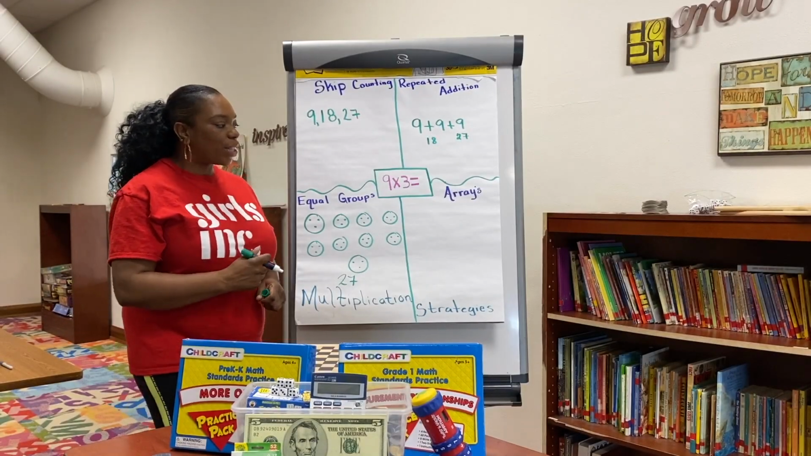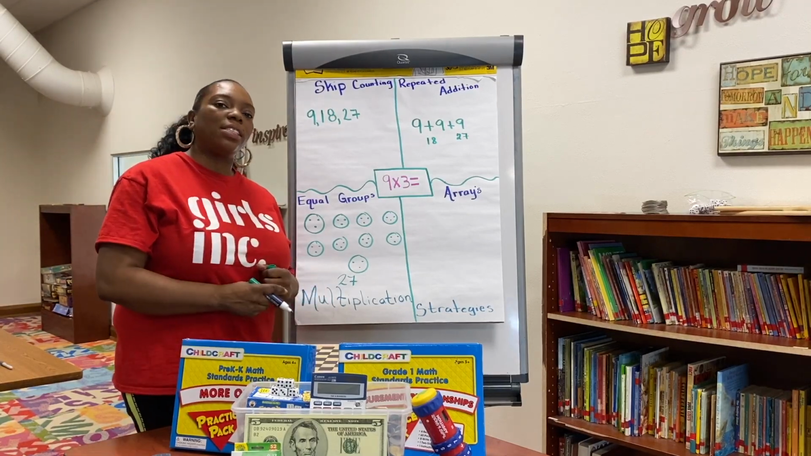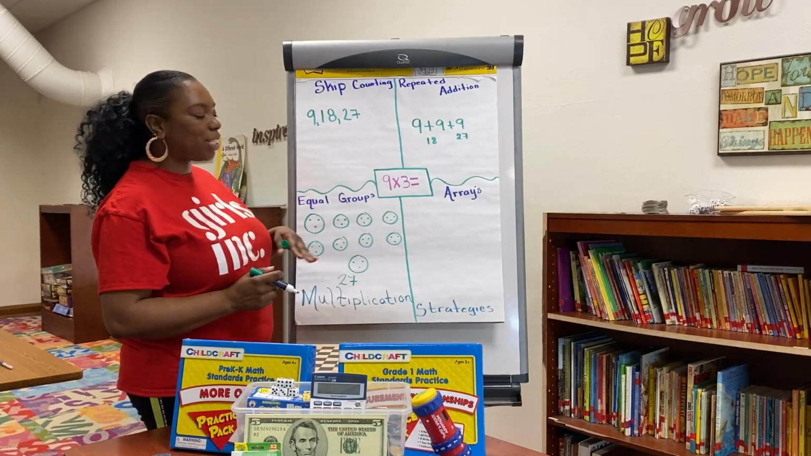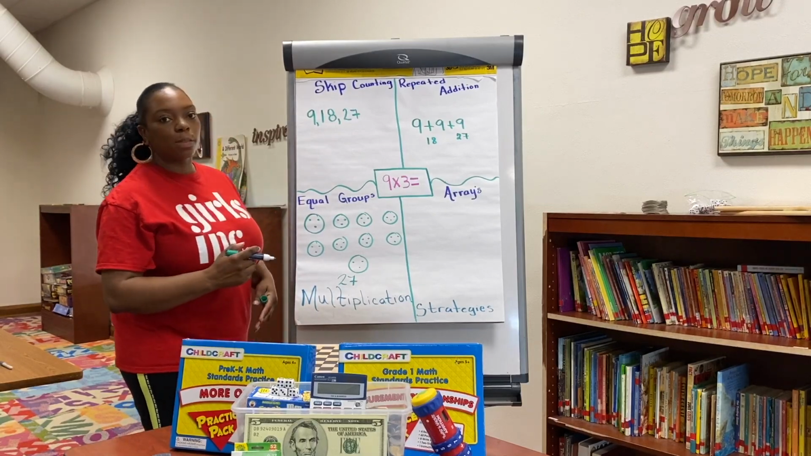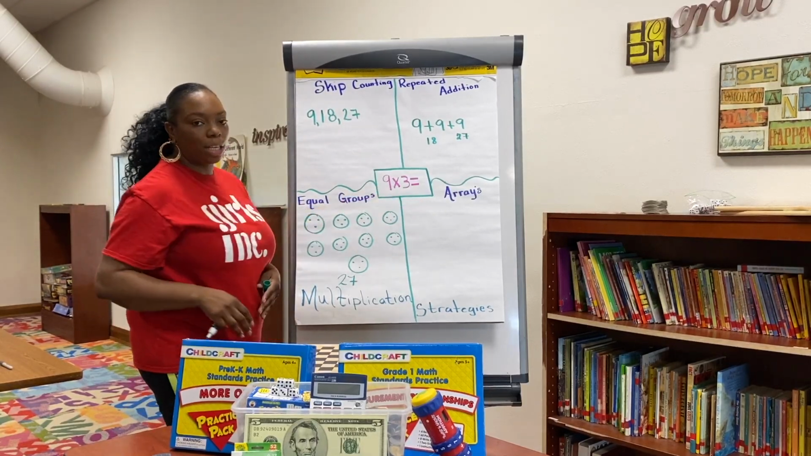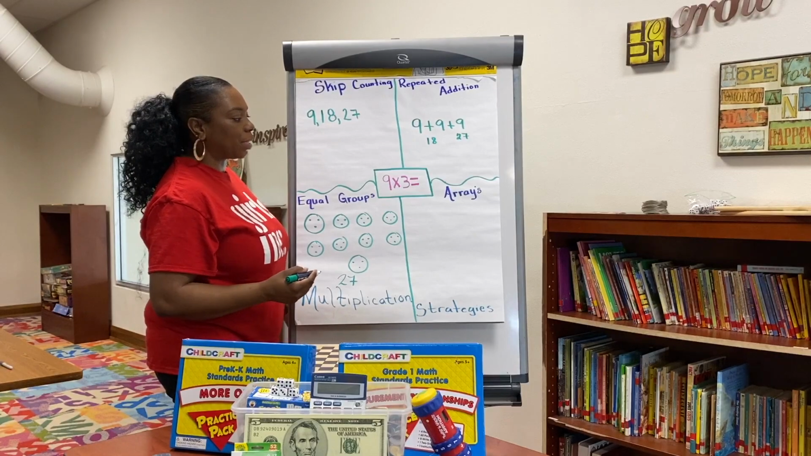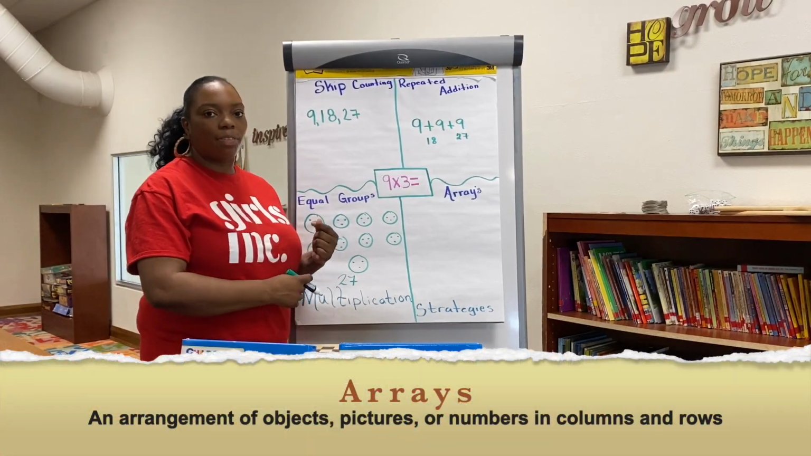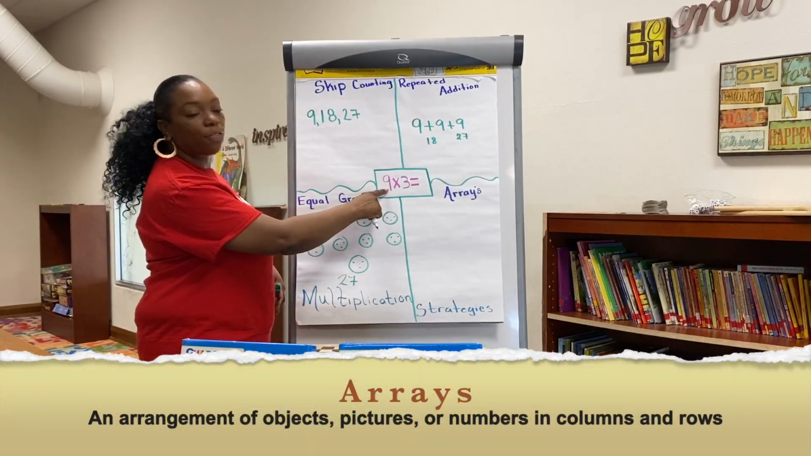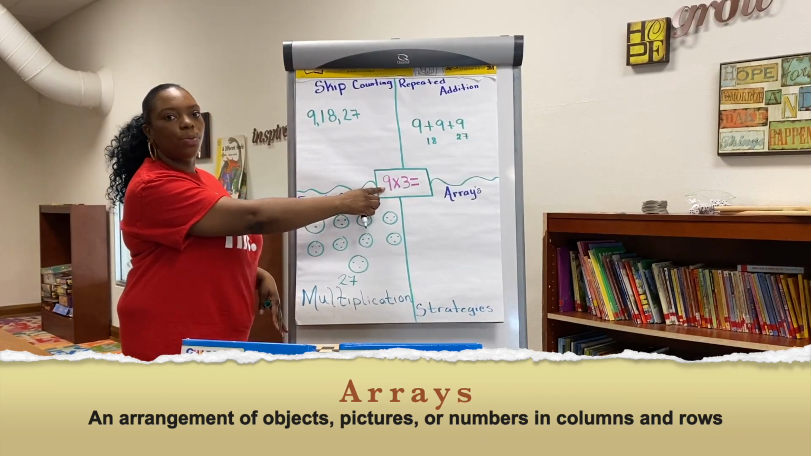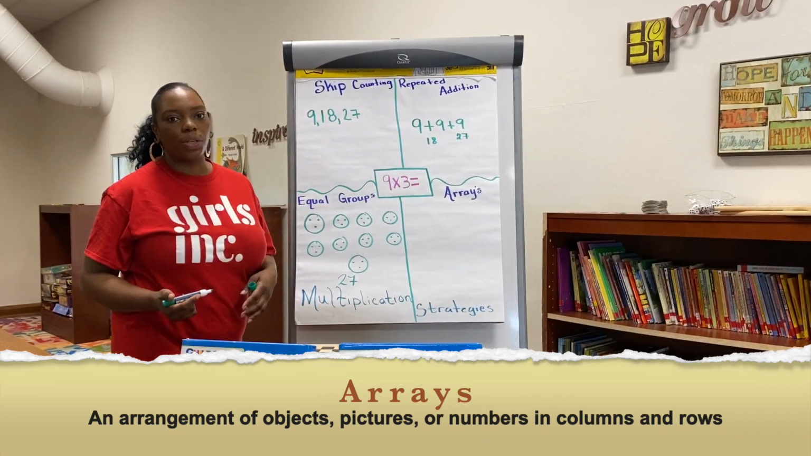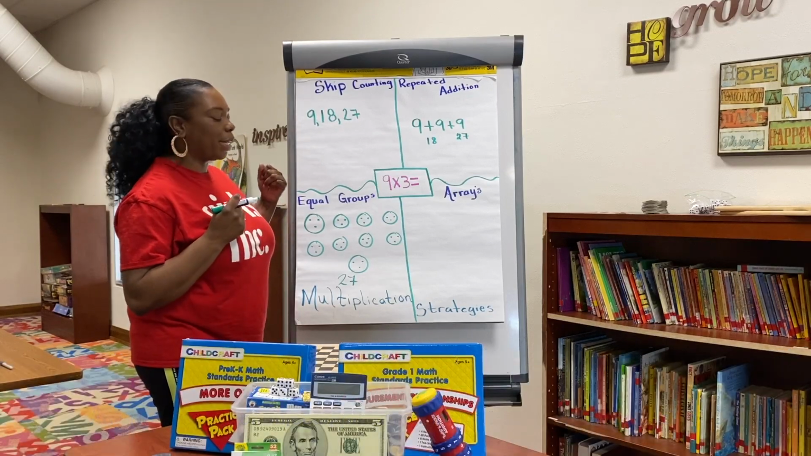All right, so the last strategy we're going to learn is arrays. Again, we're using the same equation, 9 times 3. Just as before, we use these numbers in the equation to help us find the answer. Arrays consist of columns and rows. The 9, the first number in your equation, is going to tell you how many rows to make. The second number is going to tell you how many objects to put in each row.